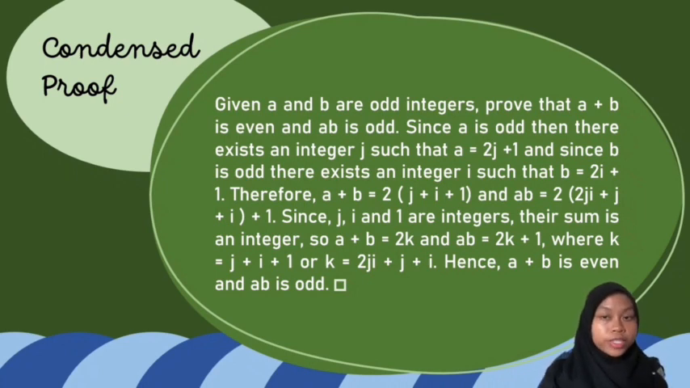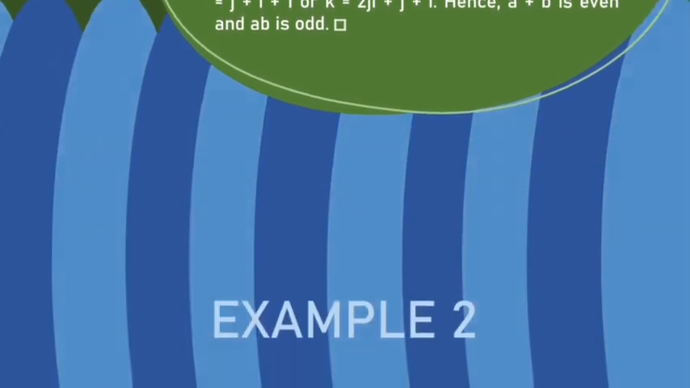After we finish writing the condensed proof, we must put a small bar after the full stop to show that it is the end of the condensed proof. So that's how to answer this question using the forward-backward method.